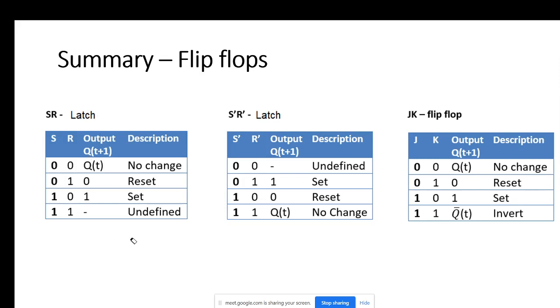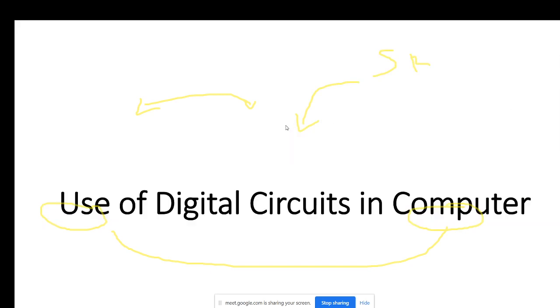So you can see this is the mirror image of this one, because that is the S bar R bar latch. Then the JK flip flop is just the SR latch. Only thing is this undefined state is now used for something else. And the SR flip flop is the same as the S bar R bar latch. Okay, so that's what you have to understand. Right now we are done. We will briefly look at a few usages of digital circuits as well. Then we will move on to some faster questions.